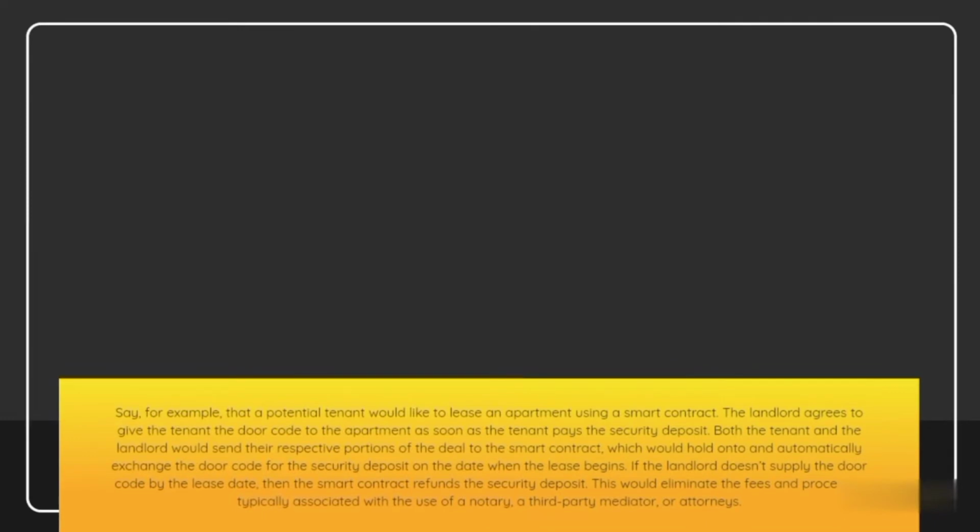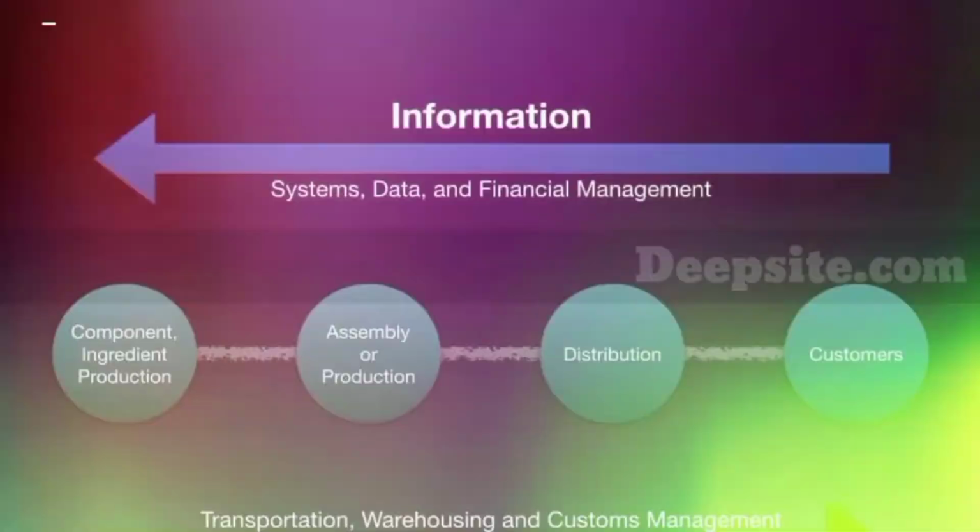Say, for example, that a potential tenant would like to lease an apartment using a smart contract. The landlord agrees to give the tenant the door code to the apartment as soon as the tenant pays the security deposit. Both the tenant and the landlord would send their respective portions of the deal to the smart contract, which would hold onto and automatically exchange the door code for the security deposit on the date when the lease begins. If the landlord doesn't supply the door code by the lease date, then the smart contract refunds the security deposit. This would eliminate the fees and processes typically associated with the use of a notary, a third-party mediator, or attorneys.